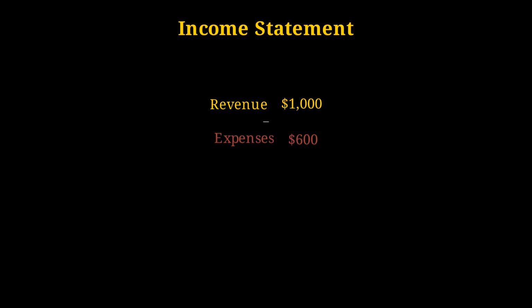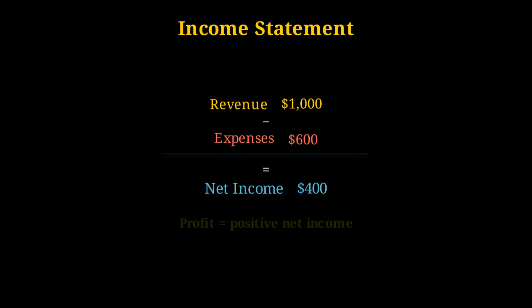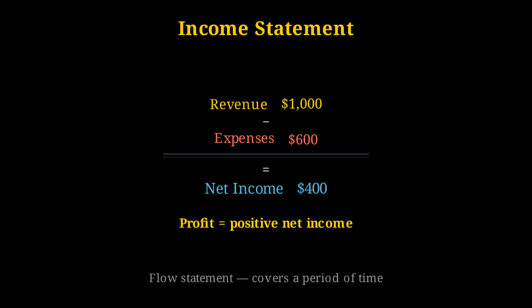The income statement answers one question: did we make money this period? It shows revenue minus expenses equals net income. Revenue is money earned from selling products or services. Expenses are costs of running the business: salaries, rent, materials, marketing. Net income is what's left. If revenue is greater than expenses, net income is positive, the company made a profit. If expenses are greater than revenue, net income is negative, the company made a loss.